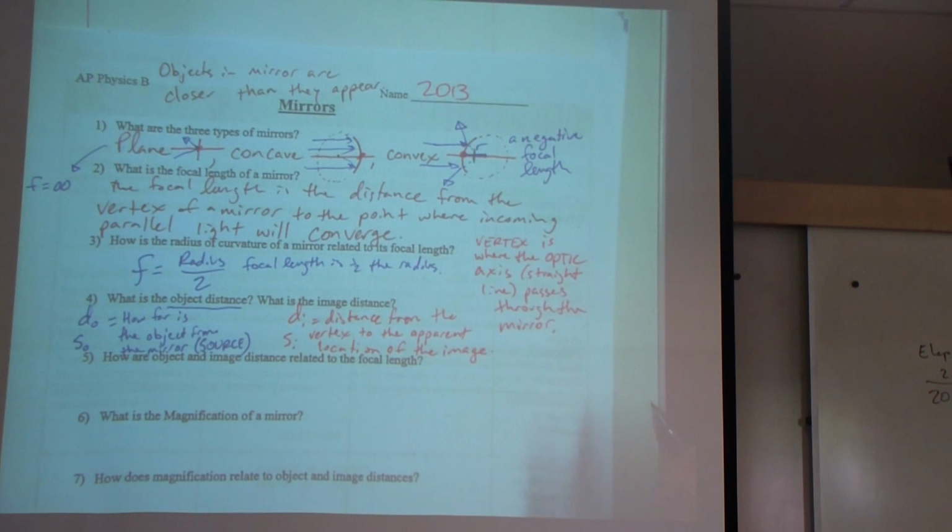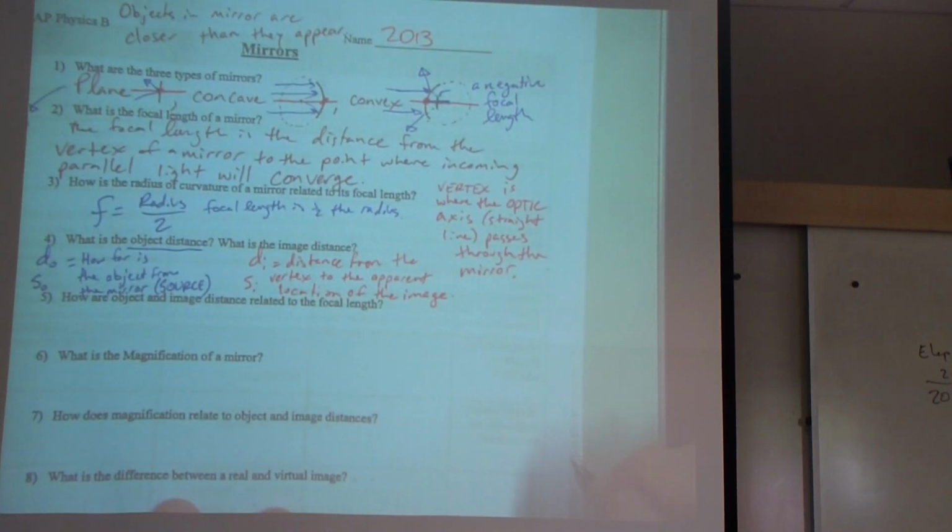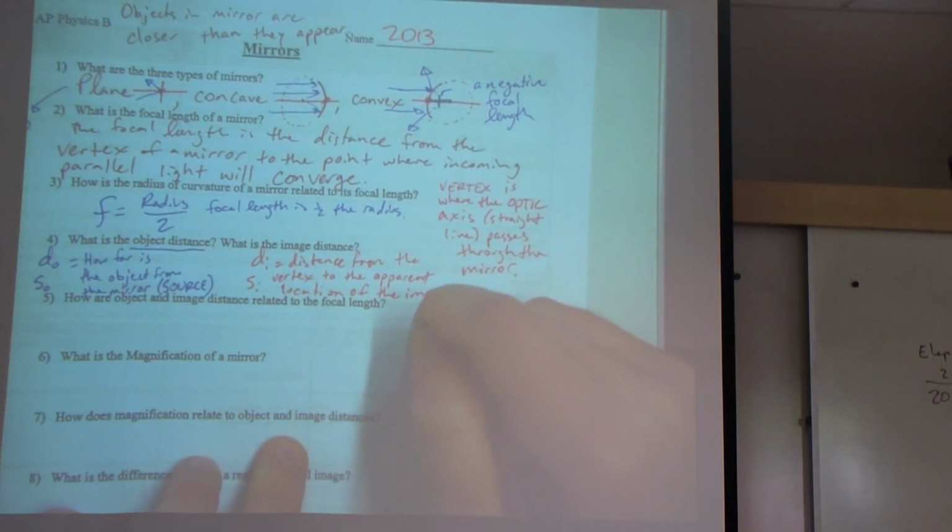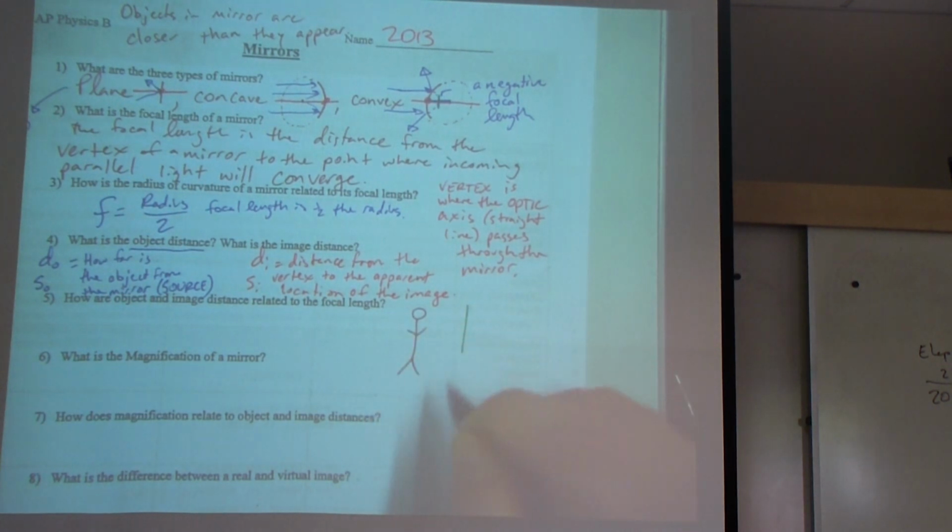Where does it appear to be? Okay, now I have to try to draw a picture for you. See what I can do. Let's go here. Bam. There's our plane mirror. And let's say that you were standing right here. And here we go, boom.